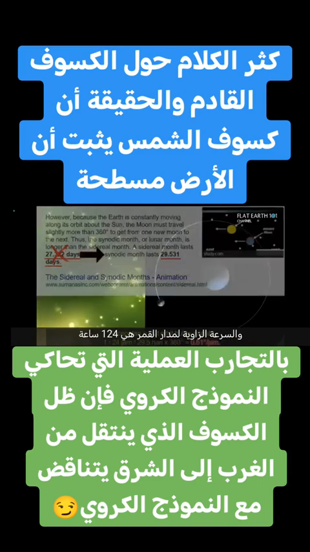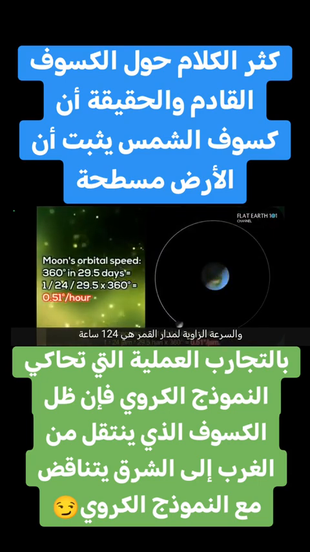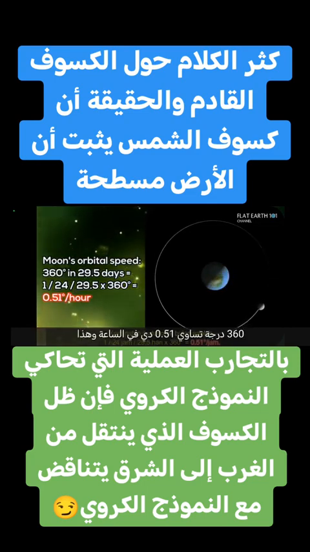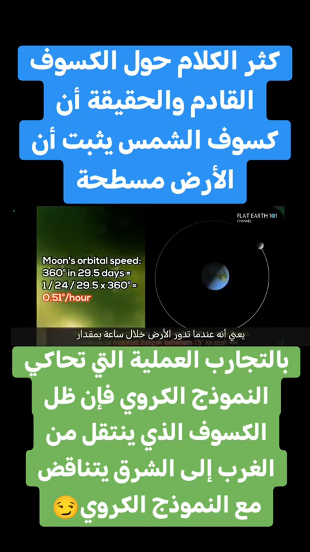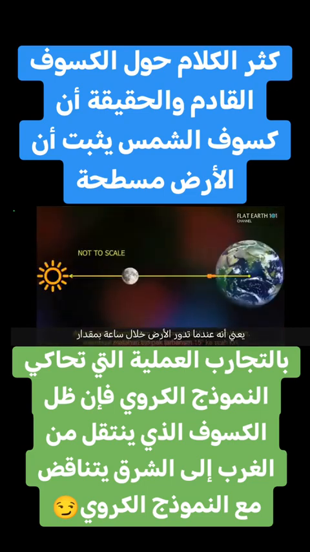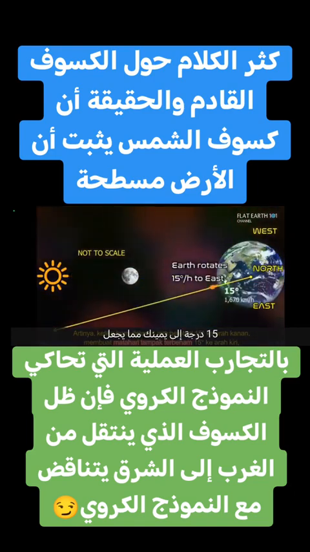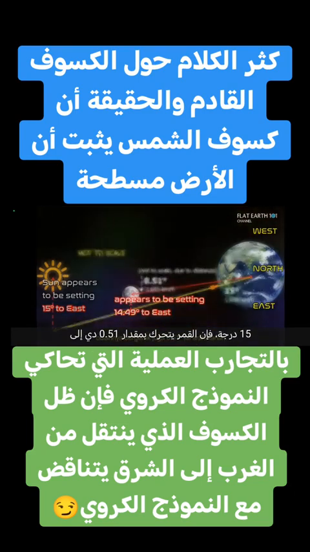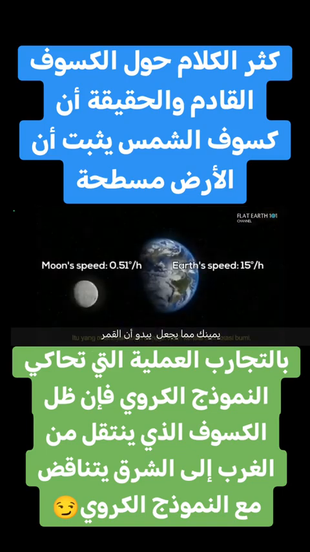The angular speed of Moon's orbit is 1 per 24 hours divided by 29.5 days times 360 degrees equals to 0.51 degree per hour. That means when the Earth in an hour is rotating 15 degrees to your right, making the Sun appear to be setting to your left 15 degrees, the Moon is moving 0.51 degree to your right. That makes the Moon appear to be slower than the Earth's rotation.